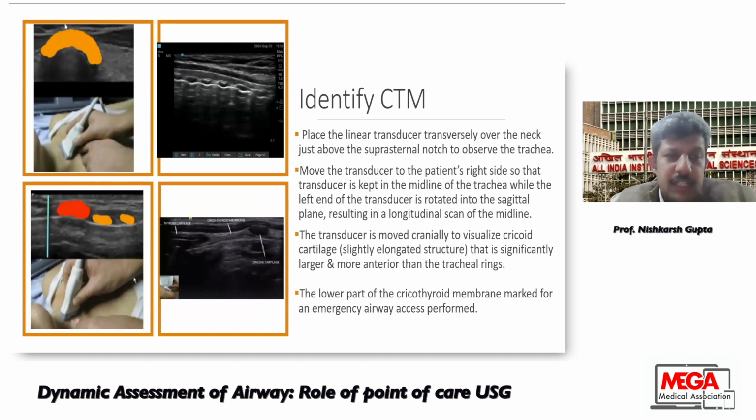Then after tracheal tube confirmation, the second most important use of ultrasound is to identify the cricothyroid membrane. All of us know that in a difficult airway, cricothyroid puncture is the technique for rescue. So all of us should know the technique of cricothyroid membrane puncture.